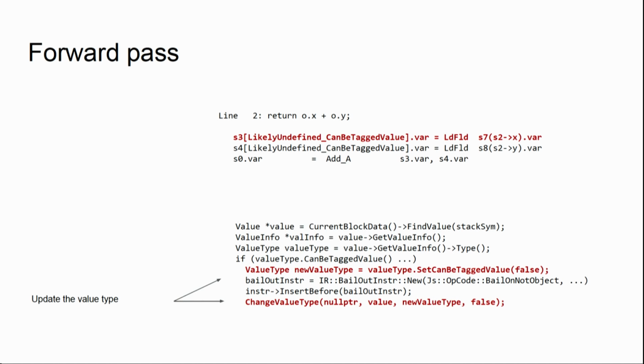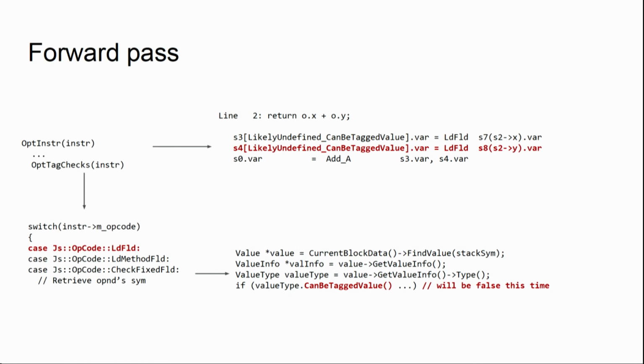And then we can see that it actually updates the value type. Since we inserted a bailout instruction, we now know that going forward, the thing cannot be a tag value anymore. So we update the type information. The JIT compiler now knows, I don't have to deal with the fact that it can be a tag value, because I know it's not. So now we keep running, and then we start processing the next instruction, and we'll take the same code path.